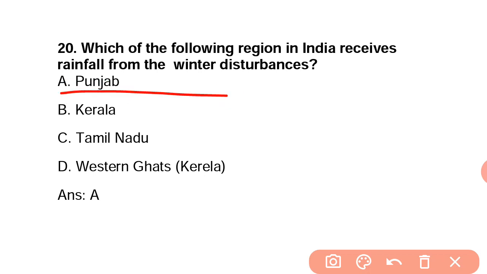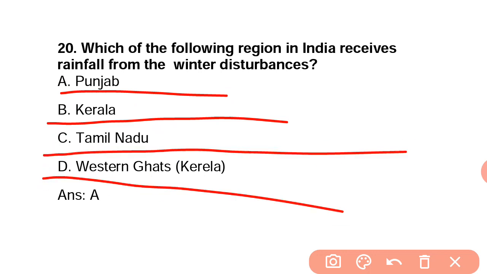Which of the following regions in India receives rainfall from the winter disturbance? Option A, Punjab. Option B, Kerala. Option C, Tamil Nadu. Option D, Western Ghats, Kerala. Right answer is option A, Punjab. Next question.